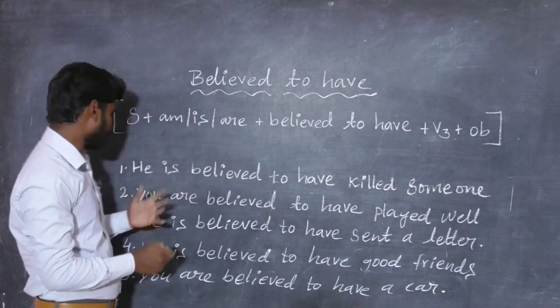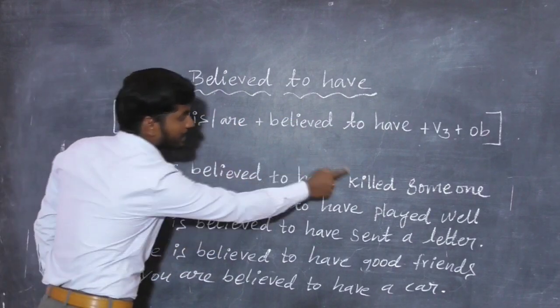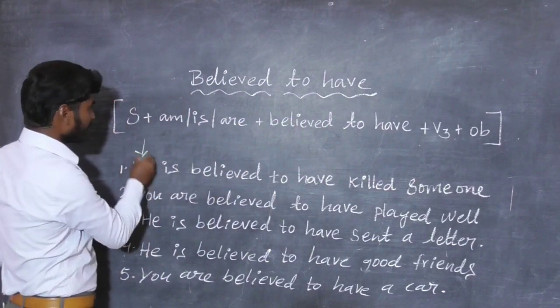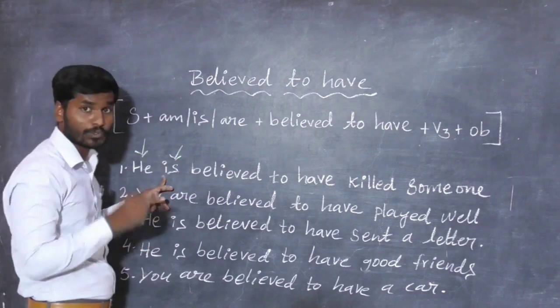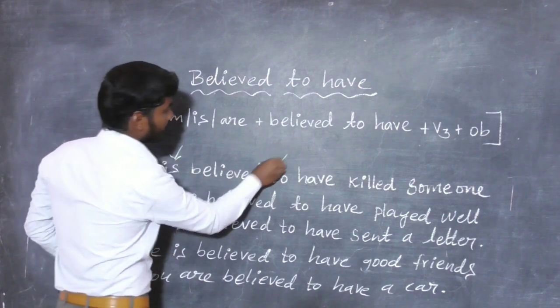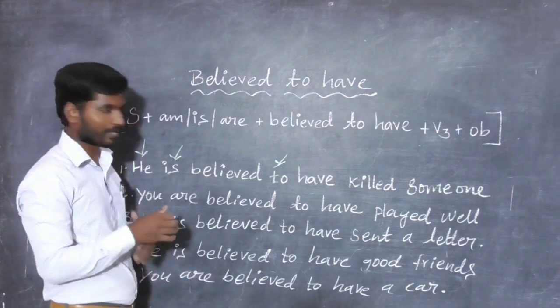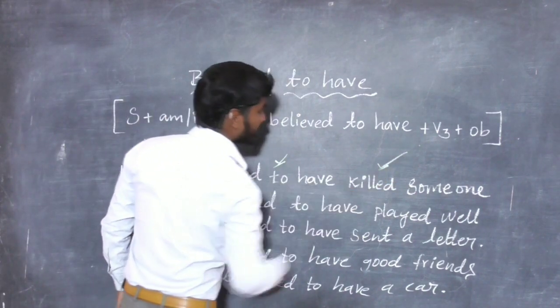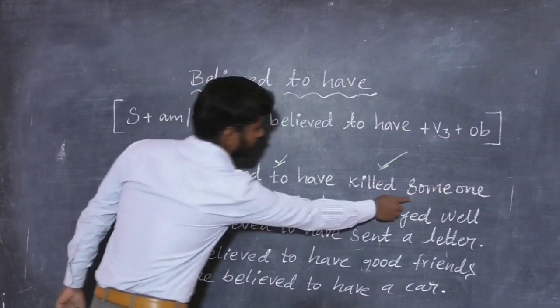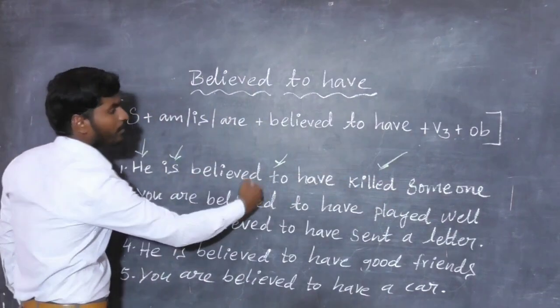Now look at this example. He is believed to have killed someone. Here subject he. So he comes means you need to write is auxiliary verb. Believe to have நம்பப்படுகிறது வந்துட்டாலே believe to have v3 verb here killed someone. Okay. He is believed to have killed someone.